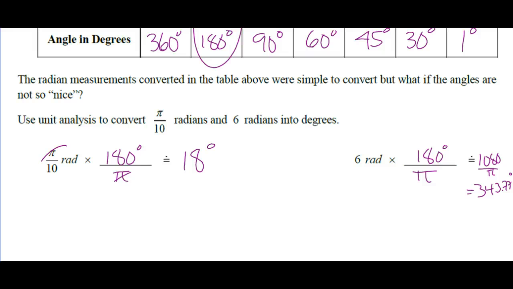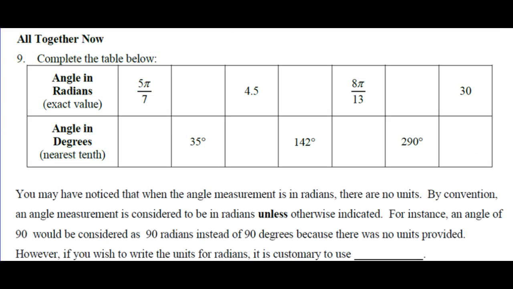Makes sense. Make sure degrees on there, 18 degrees. Don't write 18, that would be radians, and that would be horrible to lose a half a mark for not putting a degree symbol in. Complete the table below. Angle in radians, exact value, angle in degrees to the nearest tenth. I leave this for you as an exercise, right? You can do that.